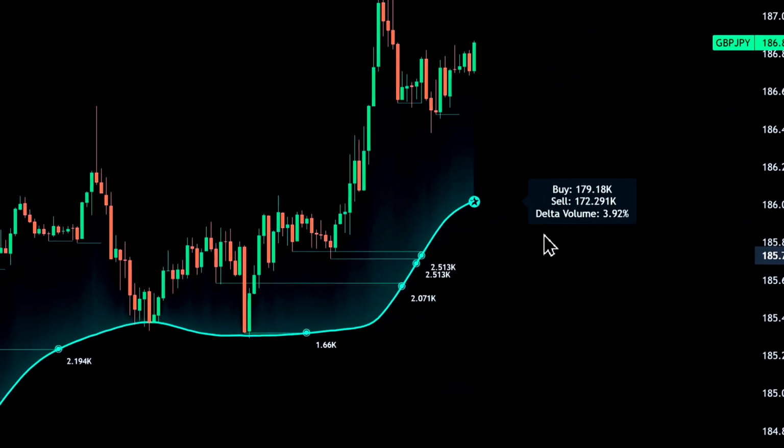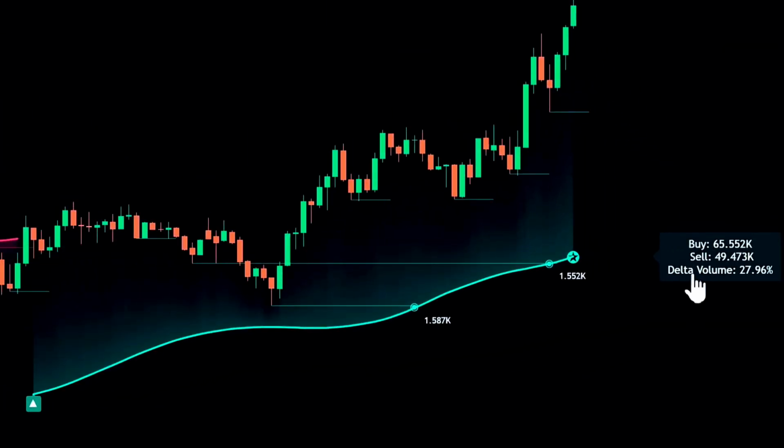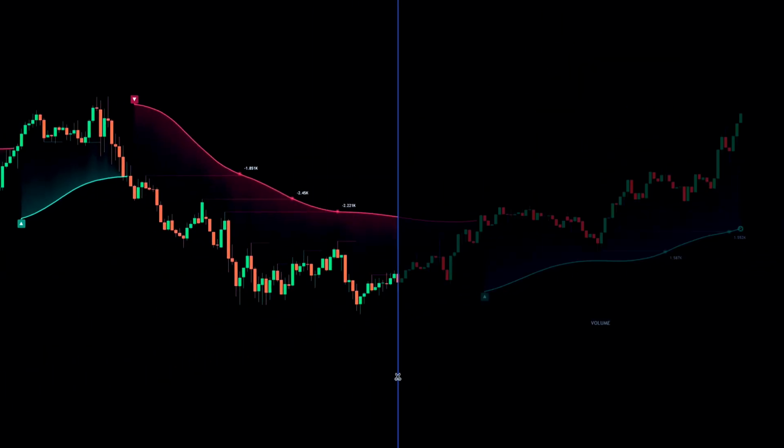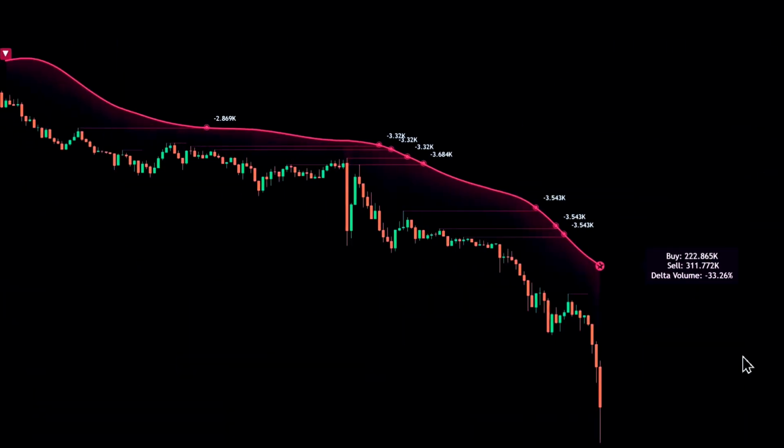Another key feature of the VIDIA indicator is the volume table. You'll see labels for buy volume, sell volume, and delta volume. Here's how they work. Buy volume tells you the total volume of all the bullish candles during the current trend. Sell volume shows you the total volume of all the bearish candles during that trend. Delta volume is simply the difference between the buy volume and sell volume expressed as a percentage.